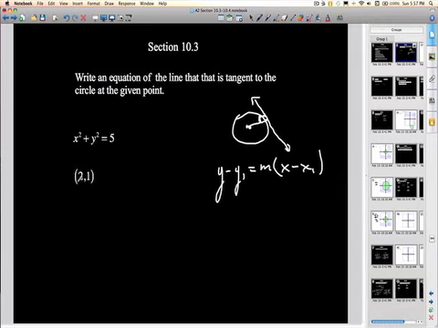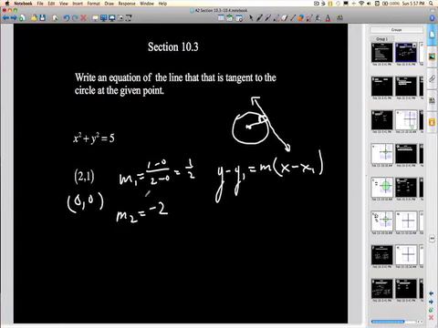So first I want to find the slope. It's very easy when we're going between our 2 points when (0, 0) is one of the points. So 1 minus 0 is 1, and 2 minus 0 is 2. So my slope is going to be 1/2. That's the slope of the radius. The slope of the tangent line then will be the negative reciprocal of that, which will be -2.